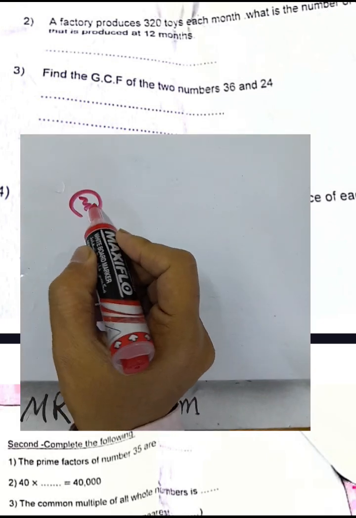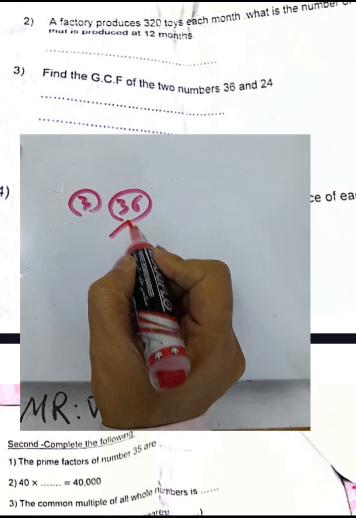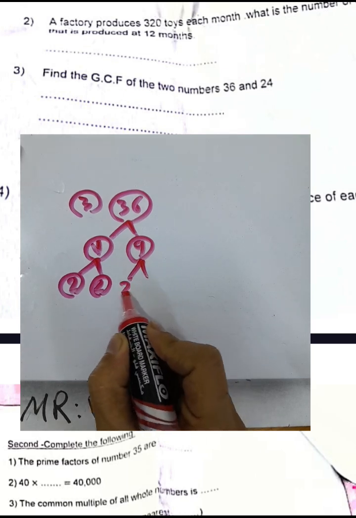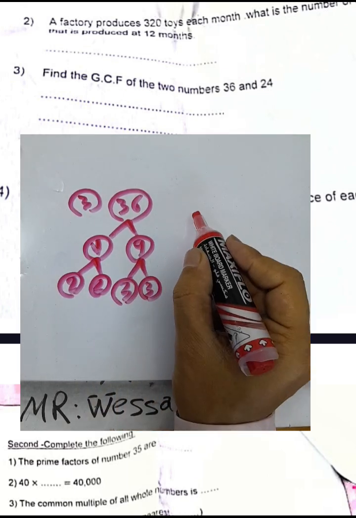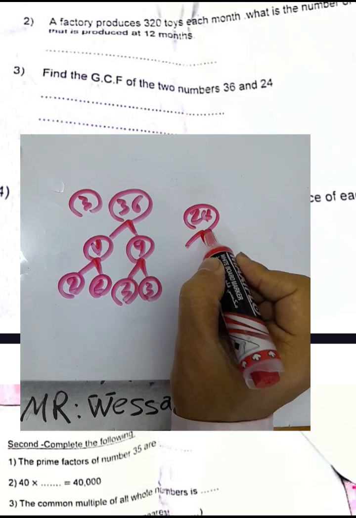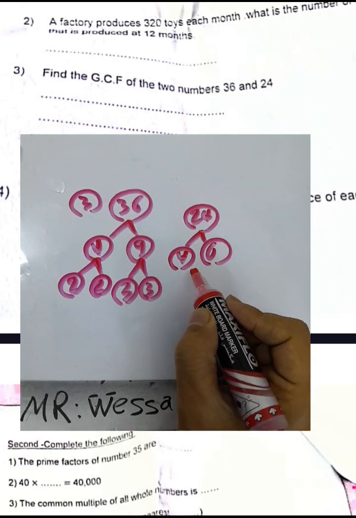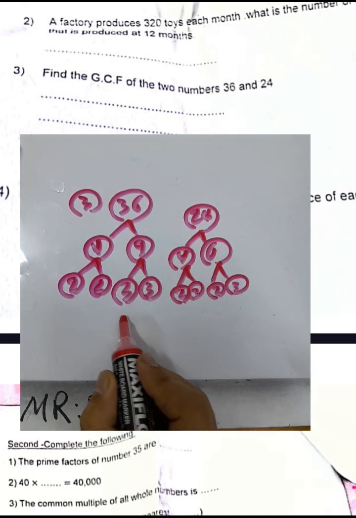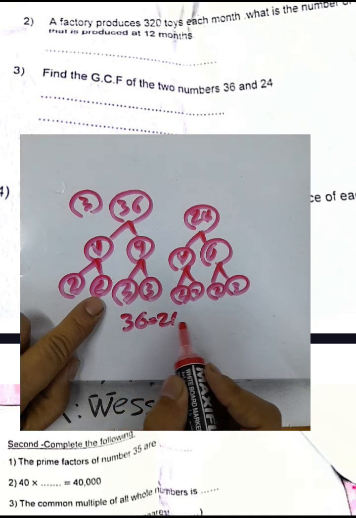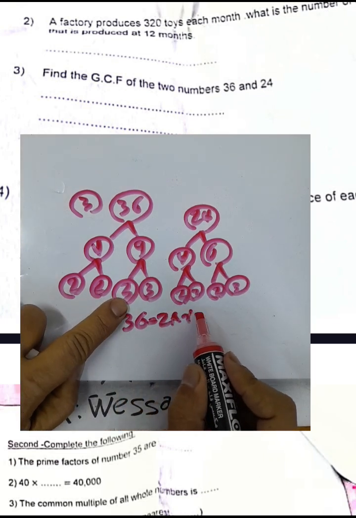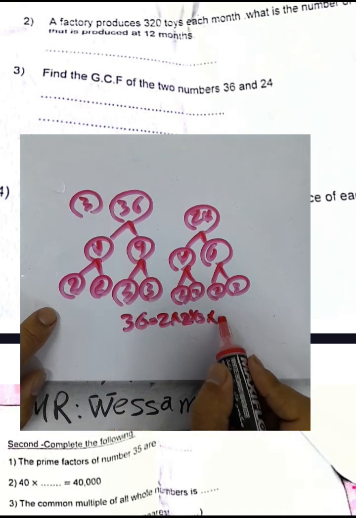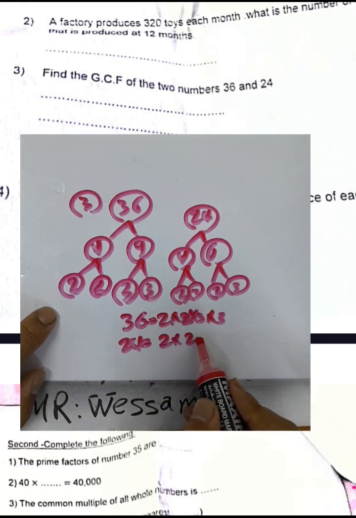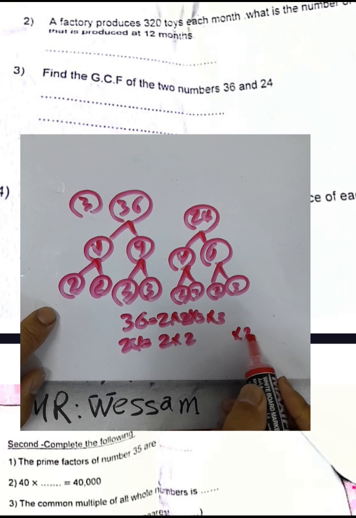Next question, find the greatest common factor between 36 and 24. Question number 3. We know 36 equals 4 times 9, and 4 equals 2 times 2, and 9 equals 3 times 3. And we have 24, we can factorize it as 4 times 6, and 4 equals 2 times 2, and 6 equals 2 times 3. Then 36 equals 2 times 2 times 3 times 3, and 24 equals 2 times 2 times 2 times 3.